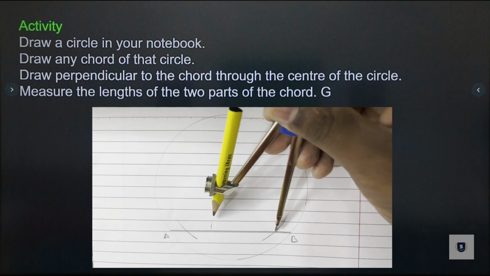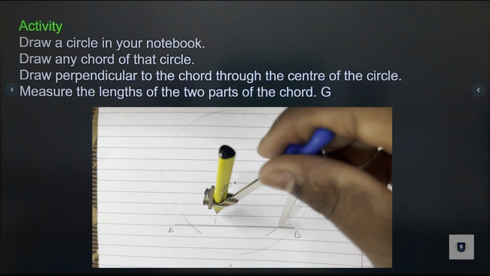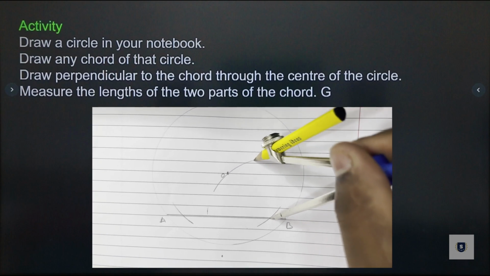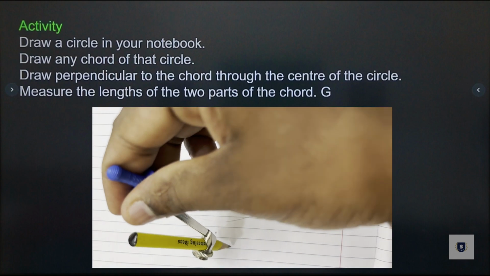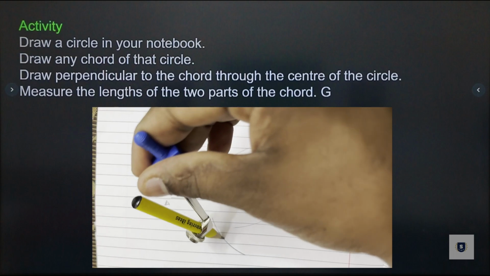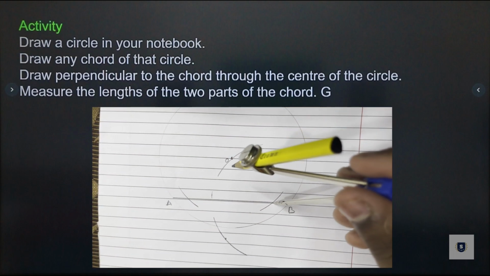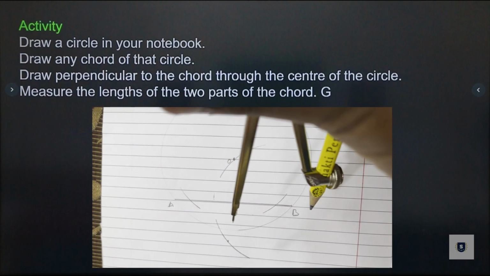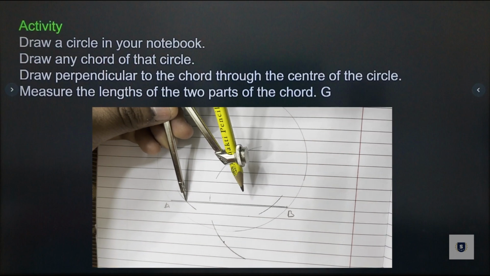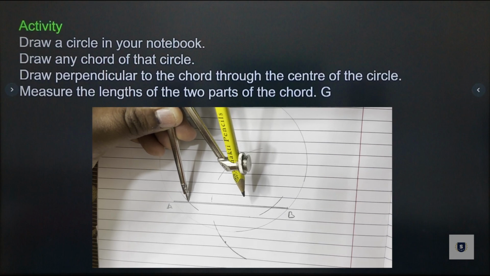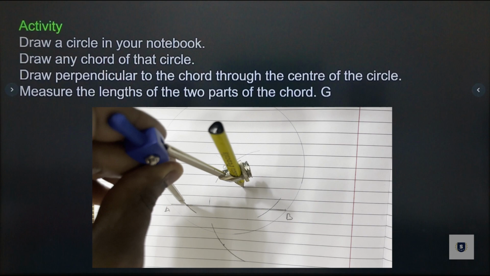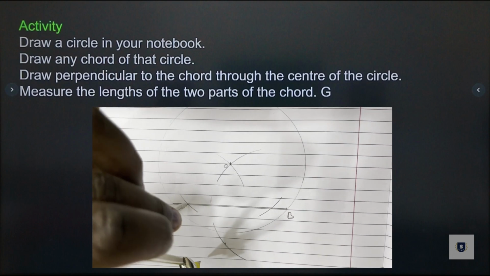Clear? So now give one arc above the line. Big arc should be given. Give one arc below the line. Very good. Now pick up the pointer of the compass. Keep it on another arc, and give one arc above the line and below the line.